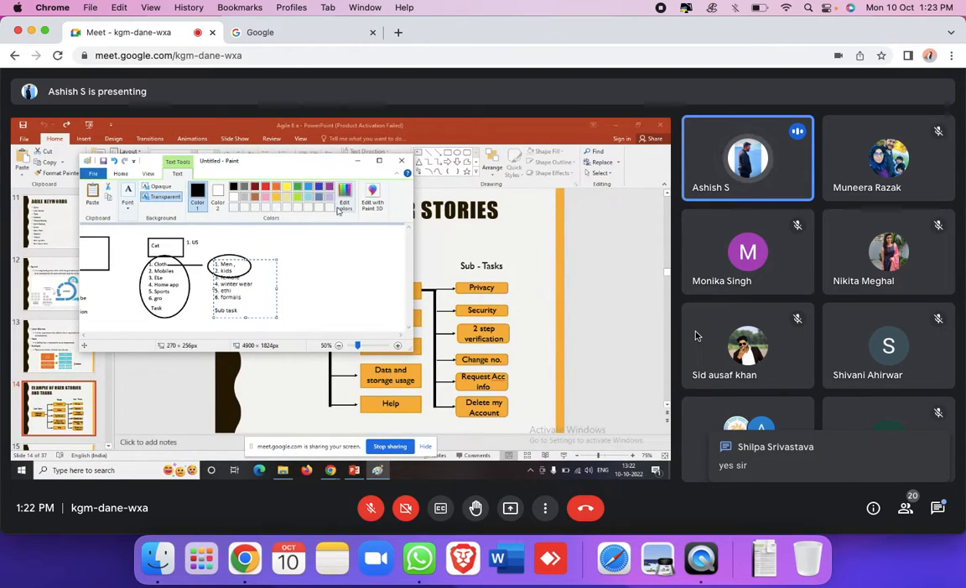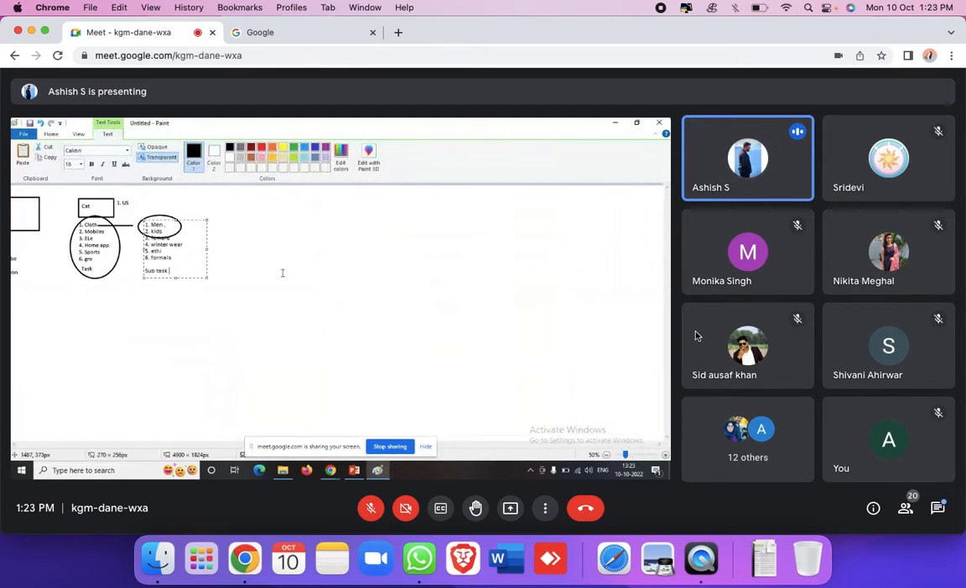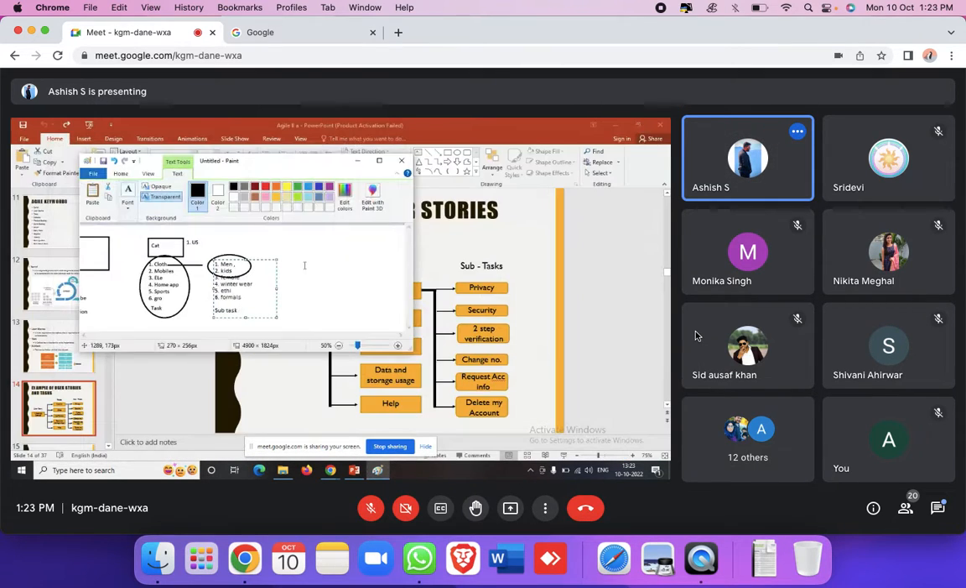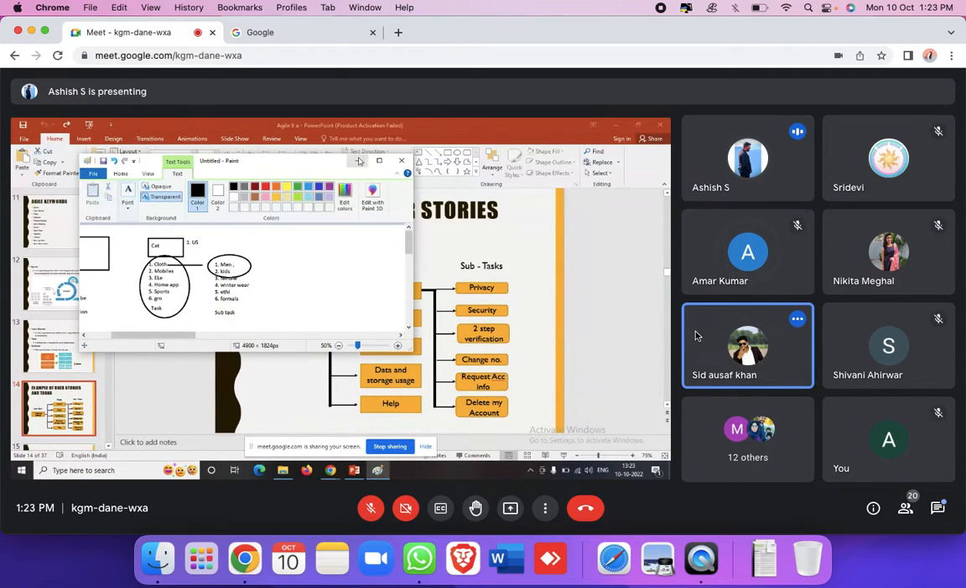Yes, sir. I'm keeping both at the same side. You can just go through that. Now, can you divide? Can you do it? Yes, sir, we can. Okay, fine.